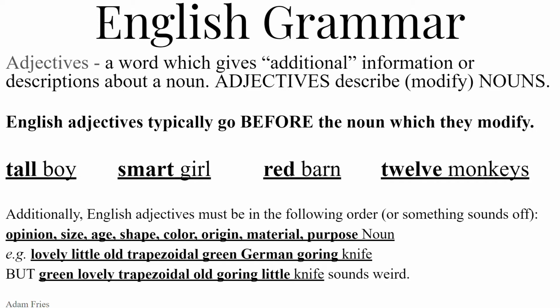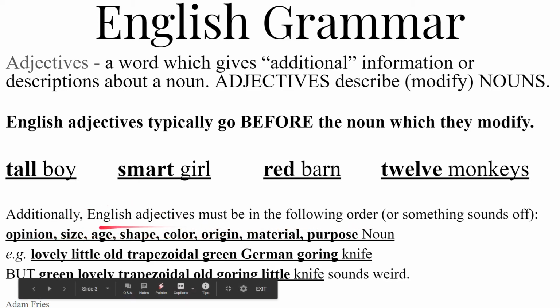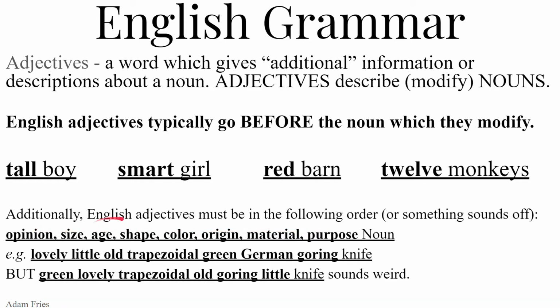Additionally, English adjectives should be in the following order. Yes, there is a little bit of word order here in English. If you take the adjectives out of this order, something sounds a little bit off, makes you twitch your head to one side. So the order should be opinion, size, age, shape, color, origin, material, purpose, and then the noun. So if you have a list of adjectives, the list should go in this order. If you take the adjectives out of this order, it sounds odd to a native English speaker.